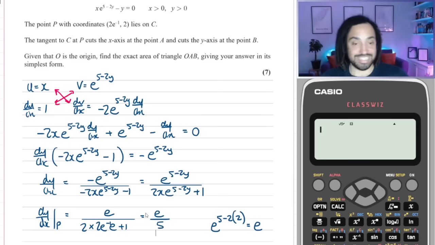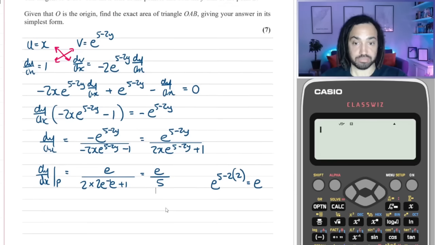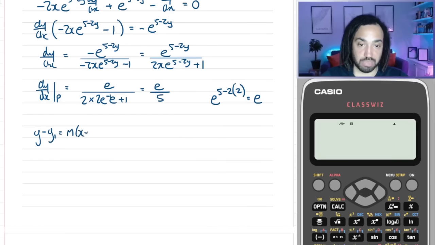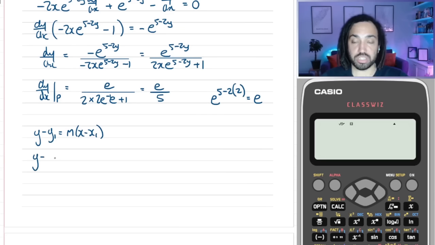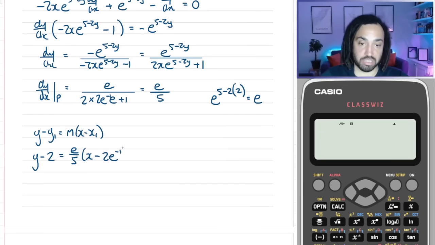Okay, so that is the gradient at the point P. So now we can work out the tangent because we have the point P and now we have the gradient at P. So the tangent will be y minus y1 is equal to m(x minus x1), a straight line, which is y minus the y coordinate, which was 2. M was the gradient, and that is x minus the x coordinate, which was 2e to the minus 1.